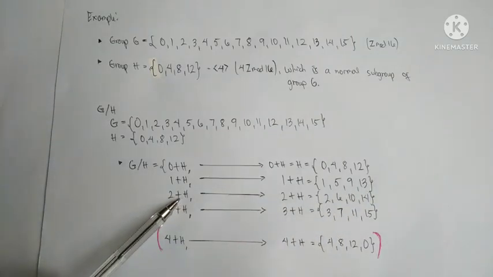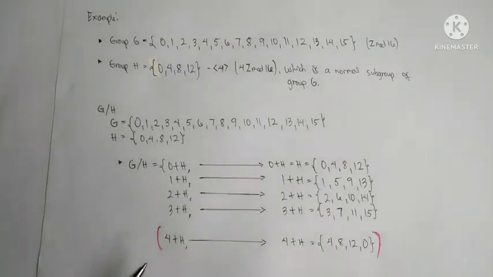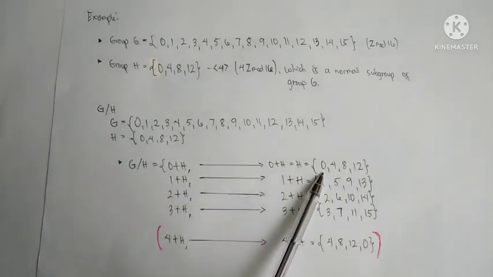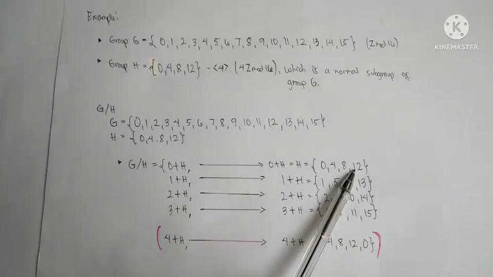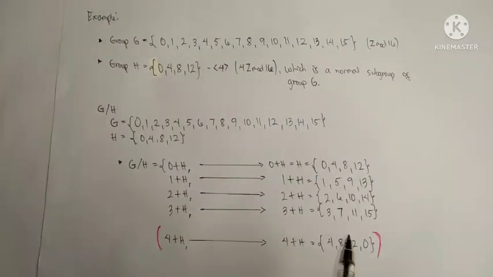Now we're going to do 2 plus H and 3 plus H. We could also do 4 plus H, but we don't need it because 4 plus H is going to be {4, 8, 12, 0}, which is the same as 0 plus H. That is {0, 4, 8, 12}. That's why we don't need 4 plus H, because it is the same.